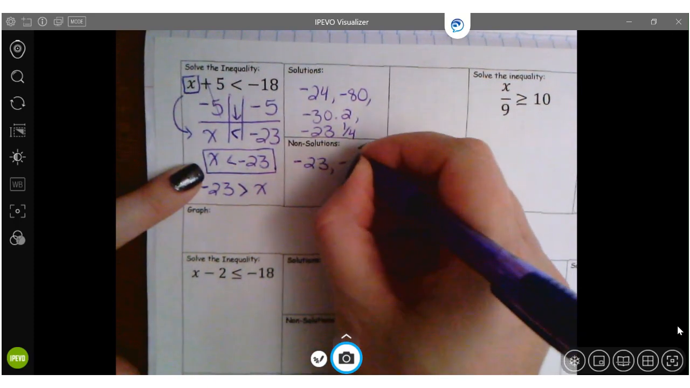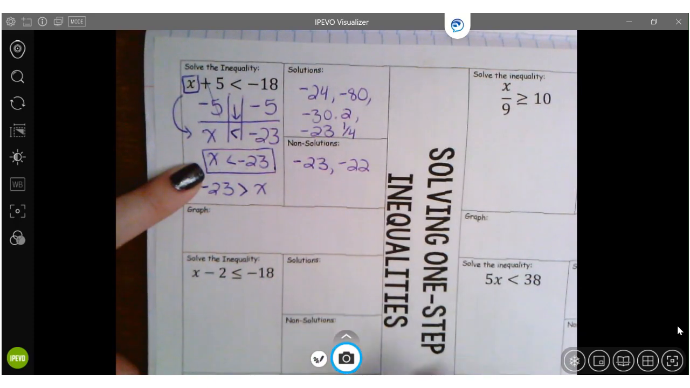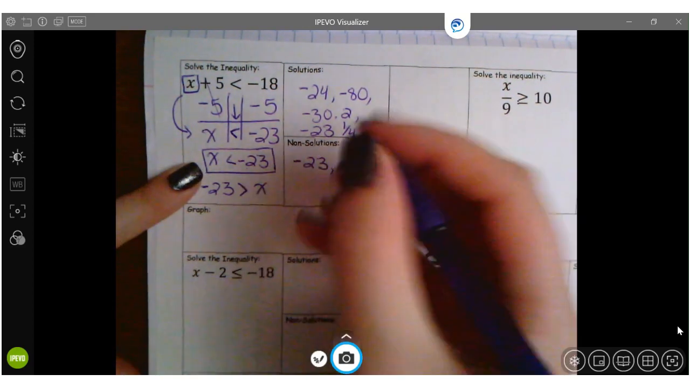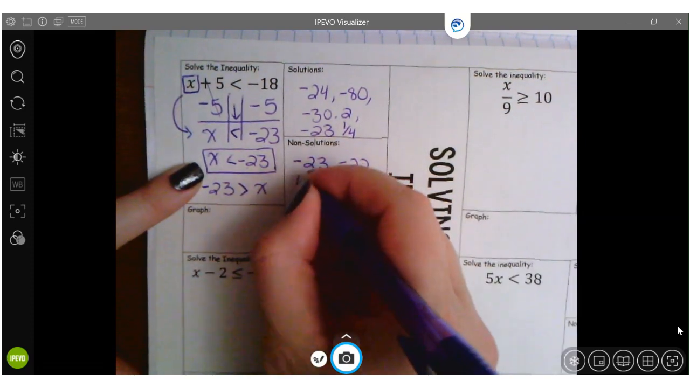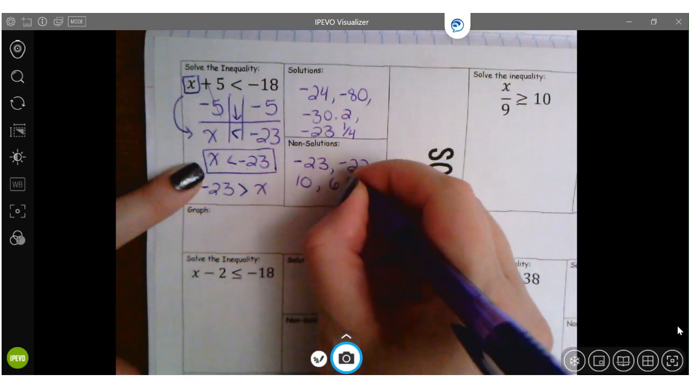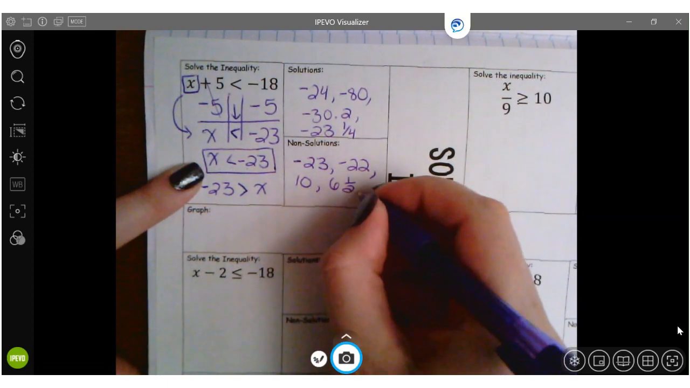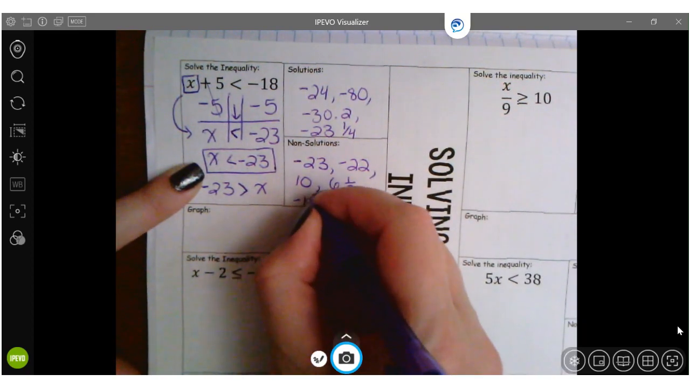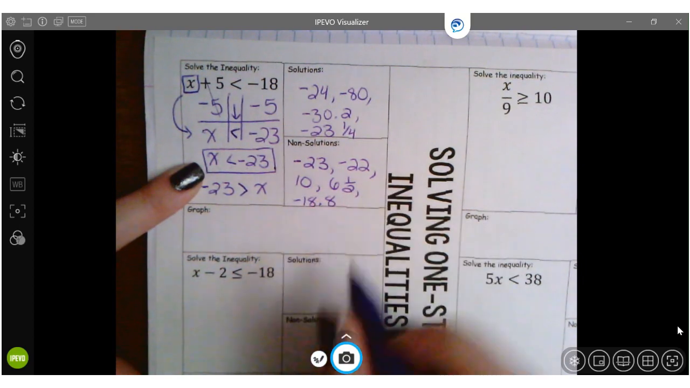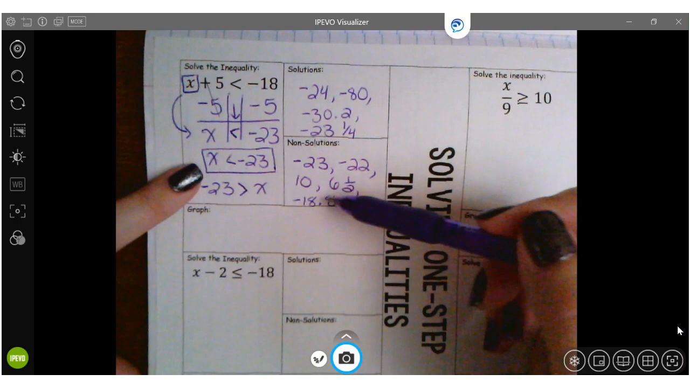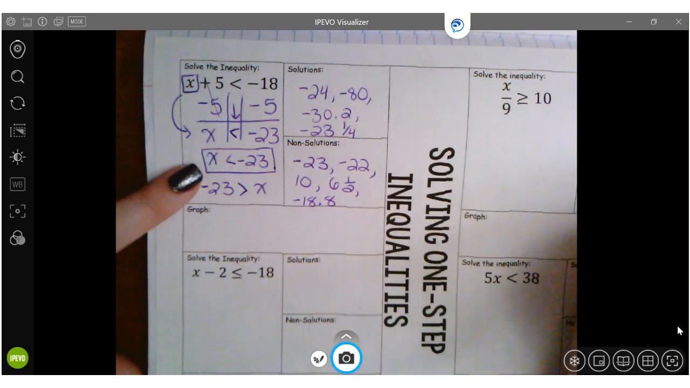So things like negative 22. This is where you have to be careful about your negatives and make sure you understand your negative integers, as far as which integers are greater or less than other integers. Any positive numbers like positive 10, or a number with a fraction, 6.5, that's positive. And let's do one more negative number. Negative, and we'll have a decimal here, 18.8. That would be greater than negative 23, so it's not a solution. So we have examples of solutions and non-solutions, and those can help you with your graphing as well.